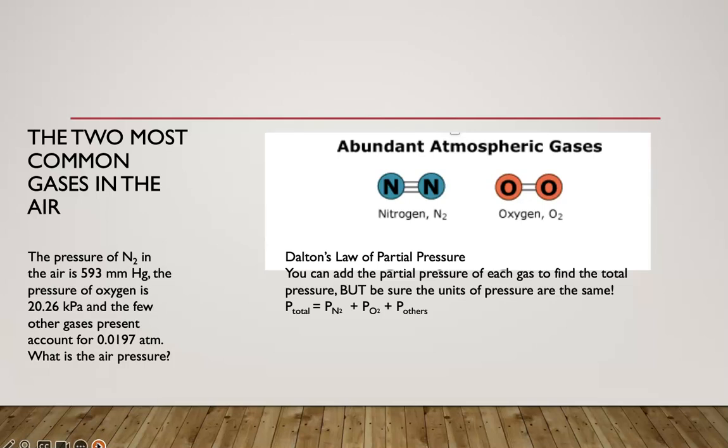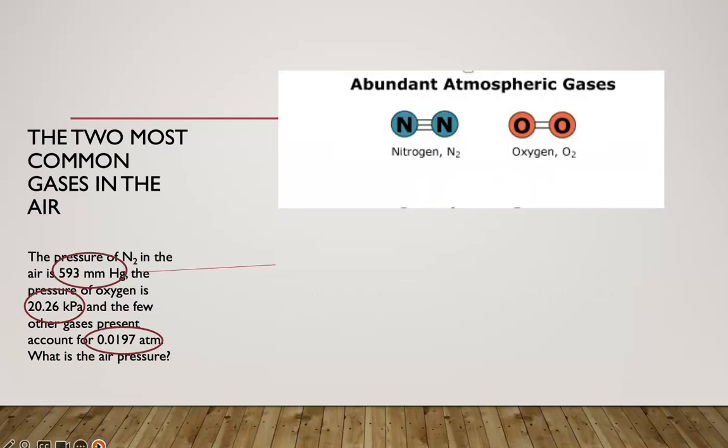Of course, this was Dalton's law of partial pressure, and I can see I've got my pressures right here. And I decided to turn them into atmospheres. So I took each of them and divided them by the correct conversion and figured out how many atmospheres there was.